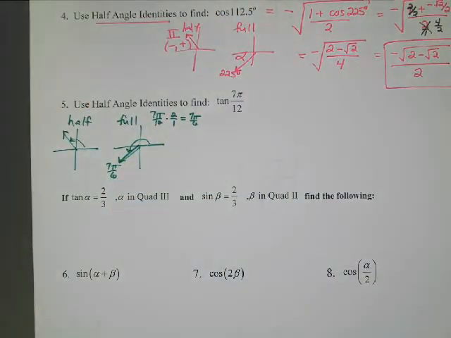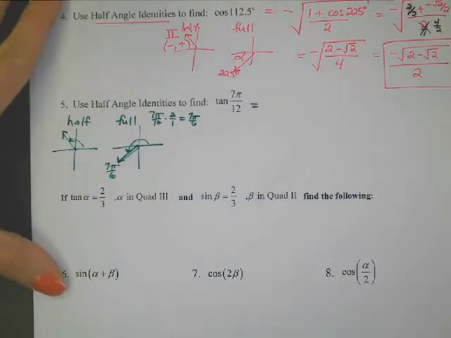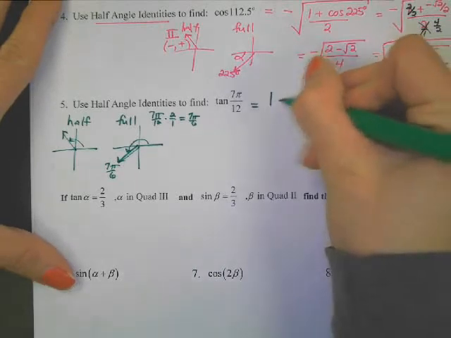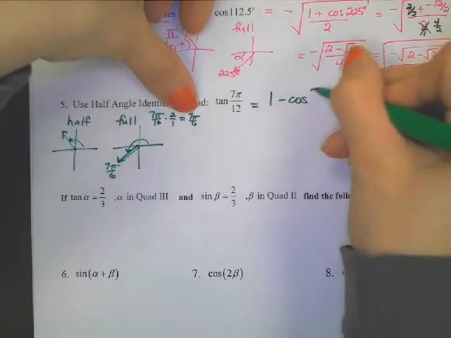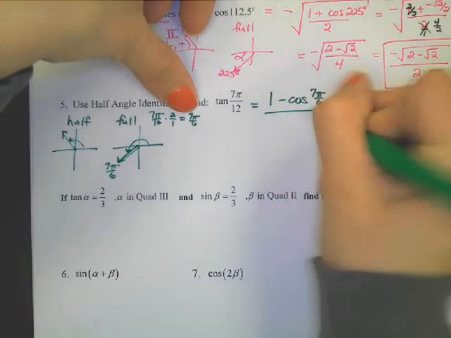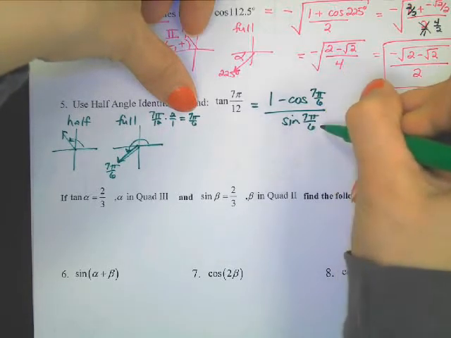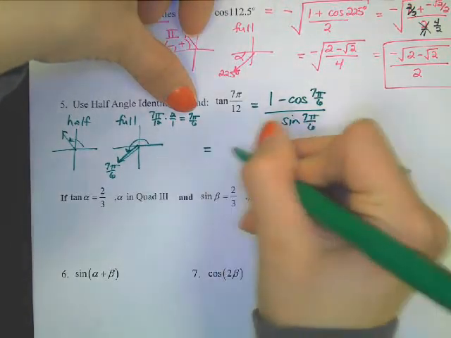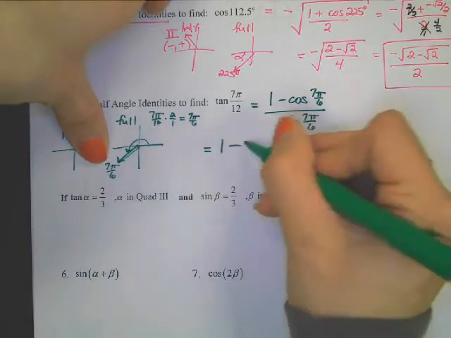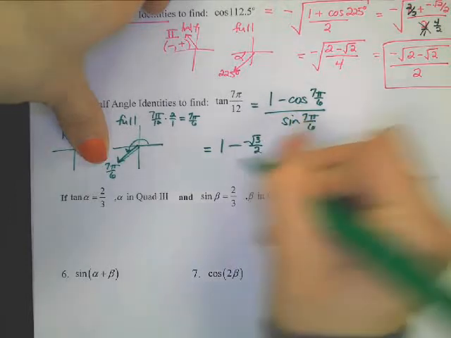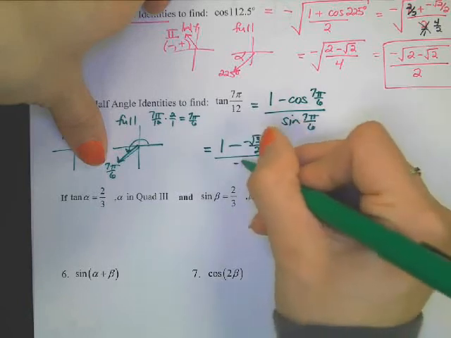Okay, tangent has a variety of formulas, but the one that I think is the easiest is the one that goes 1 minus cosine of the full angle, 7 pi over 6, divided by the sine of the full angle, 7 pi over 6. Okay, unit circle time. What is the cosine for 7 pi over 6? Negative radical 3 over 2. And what's the sine for 7 pi over 6? Negative 1/2.